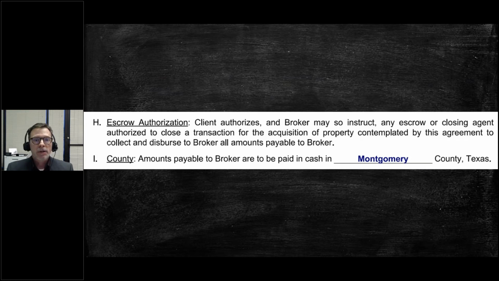Escrow authorization. Here is why your CDAs are so important, and here's the authority to do what we do with a CDA. Client authorizes and broker may so instruct any escrow or closing agent authorized to close a transaction for the acquisition of property contemplated by this agreement to collect and disperse to broker all amounts payable to broker. So the client authorizes the broker to instruct the escrow officer to collect and disperse to broker all amounts payable to broker. That is the function of the CDA.